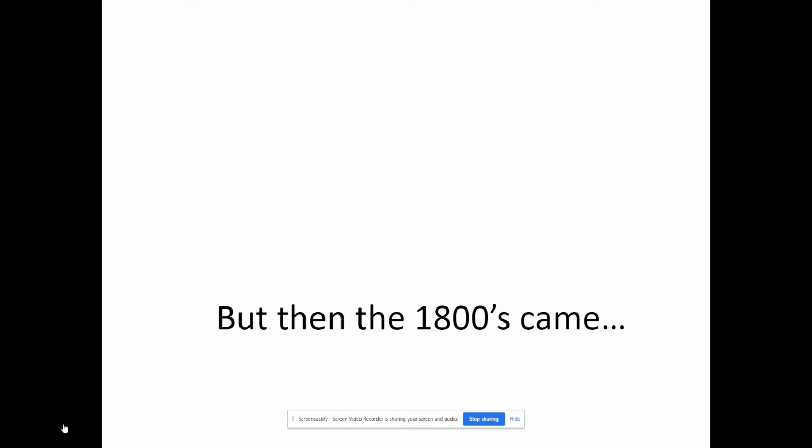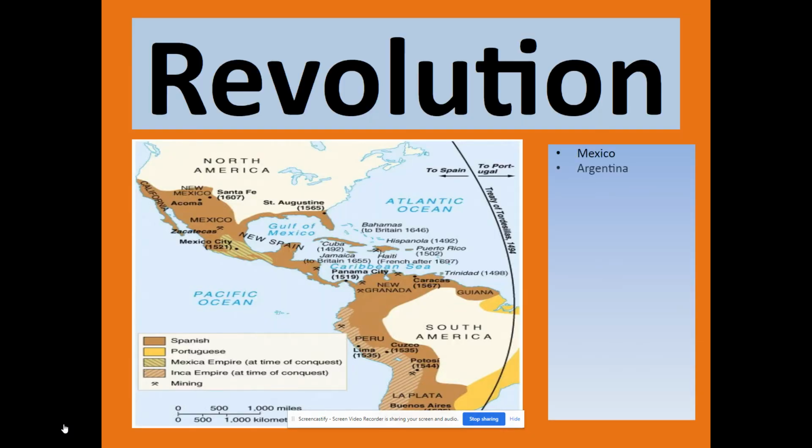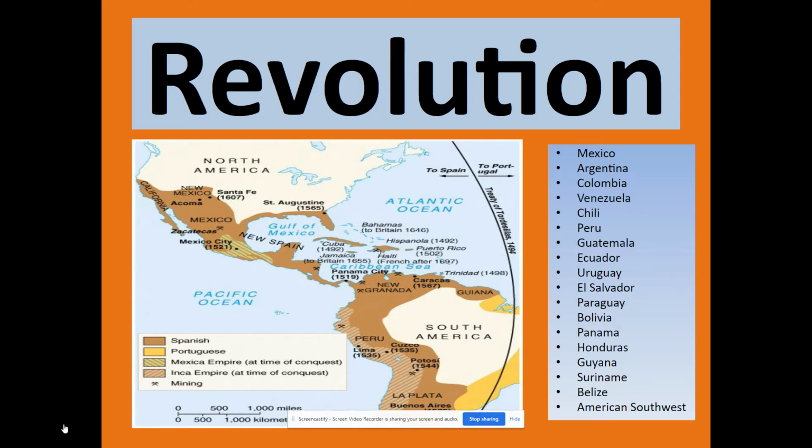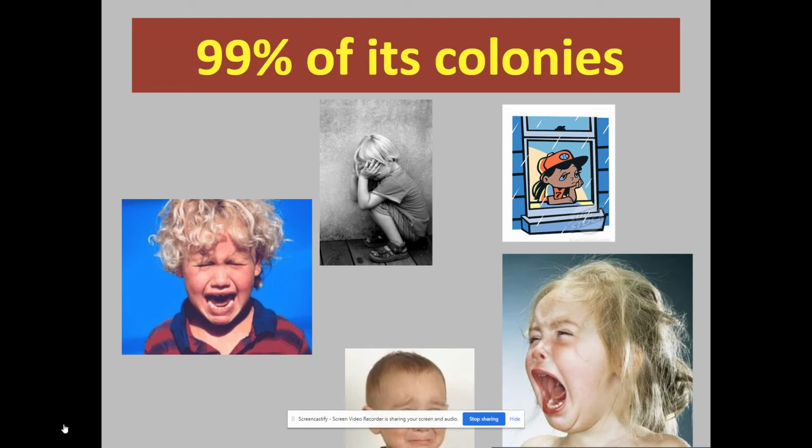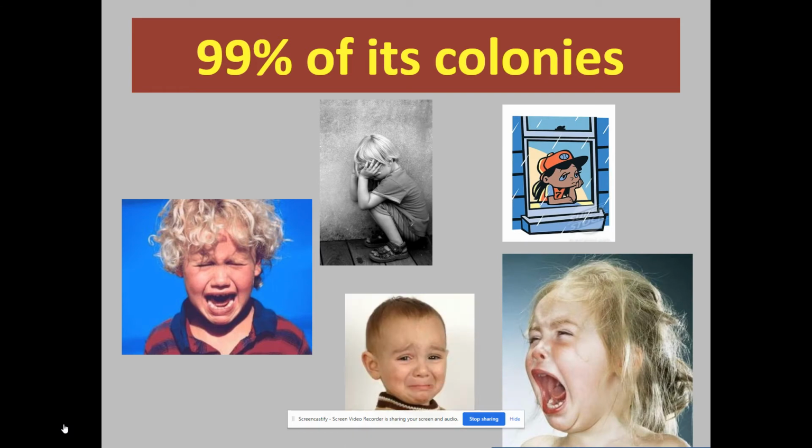But once the 1800s come, this massive movement of nationalism is going to lead to revolution. And all of these places you see on the screen now, and that's a lot of places, all had revolutions. And they're going to kick the Spanish out. Spanish are not going to have a good couple decades. It's a lot of power they lost. So 99% of their colonies gone. That clearly makes Spain feel unloved, rejected, and the military losses could not have felt good either.